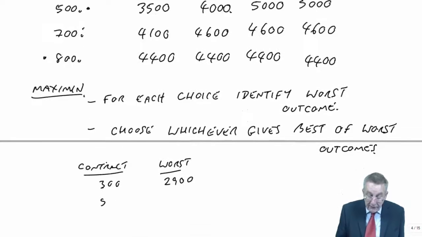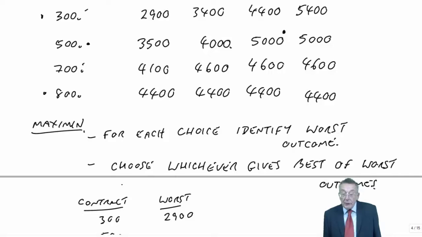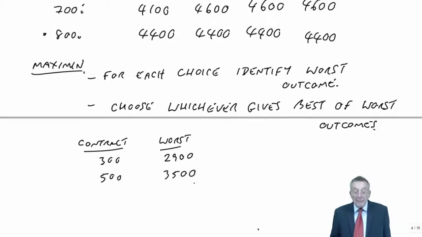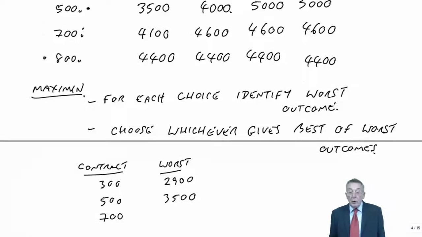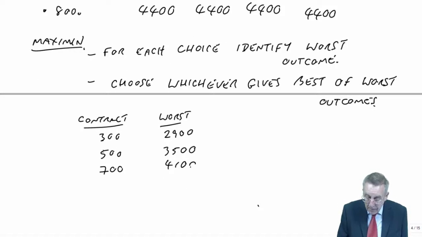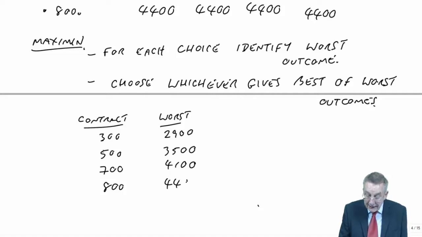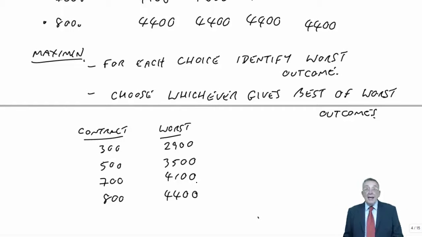What happens if we contract for 500? Well, the worst possible outcome is that we get 3,500. And what about 700? Well, we're either going to get 4,100 or 4,600, so the worst that can happen is we get 4,100. And finally, if we contract for 800, well, of course, the worst that happens is we get 4,400. So there's the worst that can happen in each case.